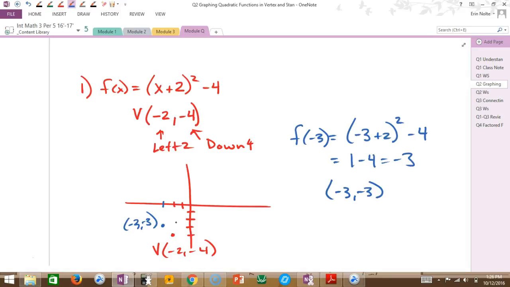Okay, now how could I really easily come up with a third point? Just do it on the other side. Okay, what do you mean by the other side?